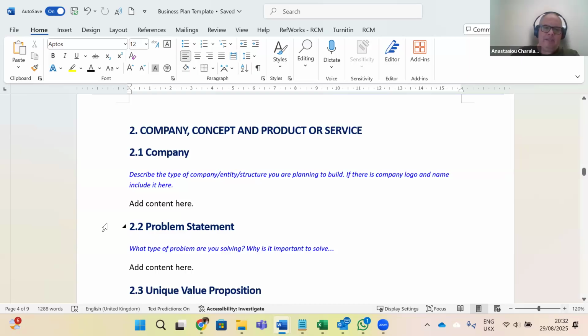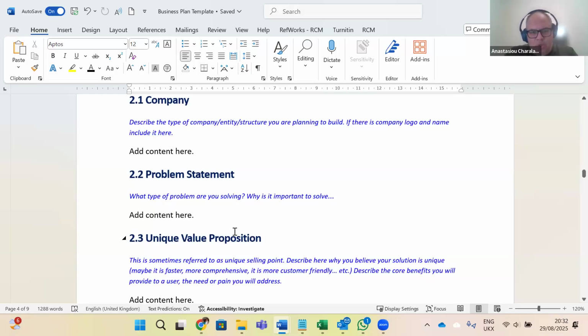So if somebody asks you what type of company this is, they will get the idea from this section 2.1. If you have a company logo and a name, you can include it here. Maybe you can make a very simple company logo. It doesn't take that much.